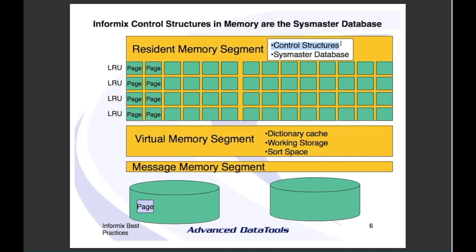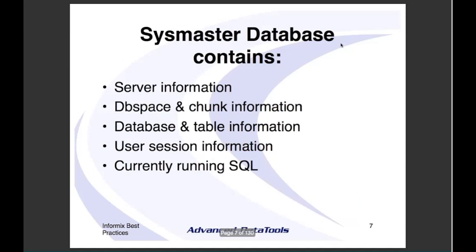Now, it contains a bunch of server information. It contains information about all your dbspaces and chunks. As an example, when you start up Informix, it loads all the chunk information into these control structures, and it's there for you to query. If you run an onstat -D, you're going to be looking at the same information. Table and database information is there. User session is there, and current running SQL is there.